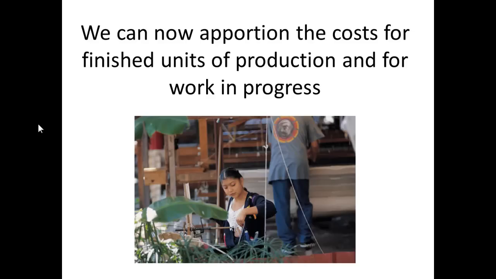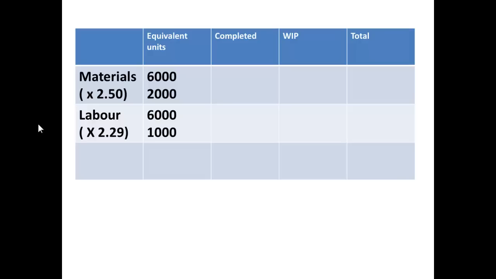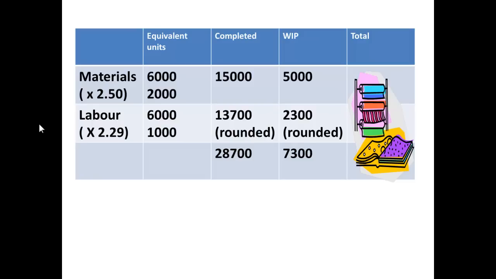Now I need to apportion the costs for the finished units and for the work in progress. So we have materials 6,000 equivalent units that are completed and 2,000 for the work in progress. So multiply by 2.5, the 2.5 times 6,000 is 15,000. That's my costs for my completed work on materials, and similarly 2.29 times 6,000 is 13,700. I'm doing a bit of rounding here. That gives me a cost for the completed units in terms of labour. Total cost for the completed units 28,700.